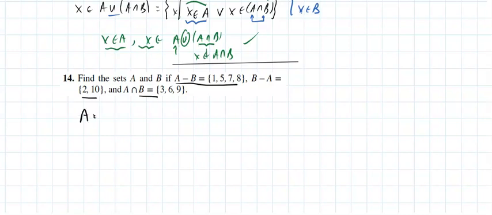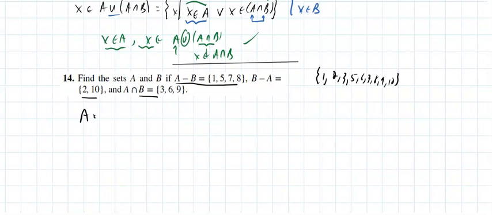A is, and let's see. B minus A is 2. So what do we have? We have 1, 2, 3, 5, 6, 7, 8, 9, and 10. That's everything. 1, 2, 3, 6, 7, 8, 9, and 10. That is true.